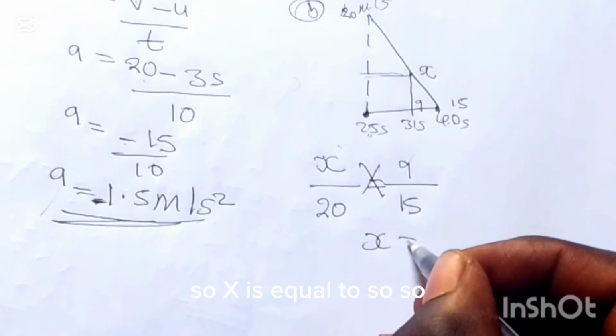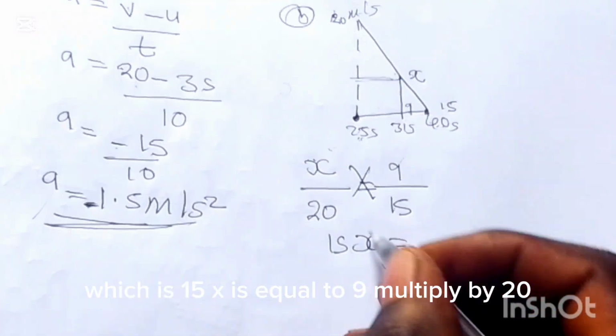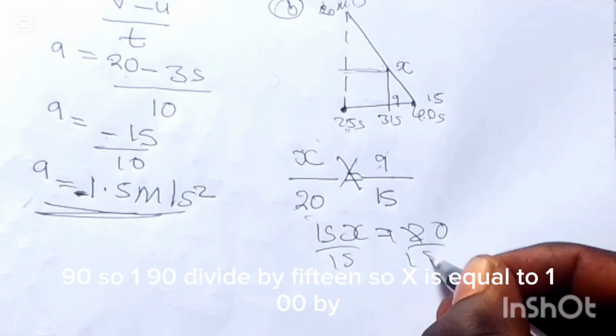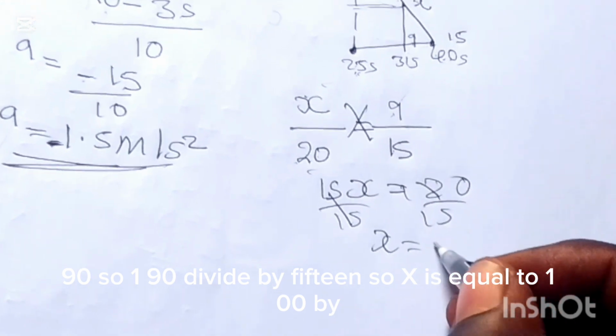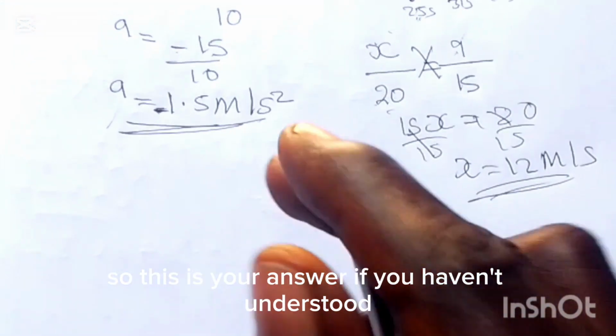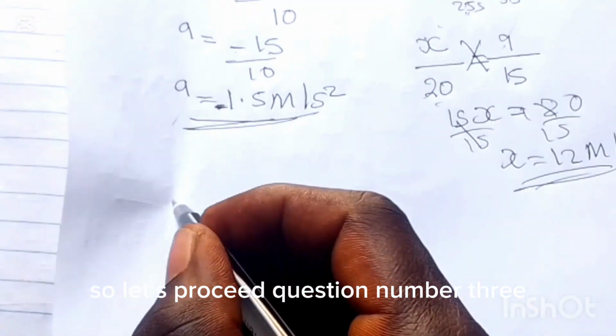So x multiplied by 15, which is 15x, is equal to 9 multiplied by 20, which is 180. So x is equal to 180 divided by 15, which is 12. Since it is speed, it will be meters per second. So this is the answer. If you haven't understood, please click on the comment box. So let's proceed to question number C.